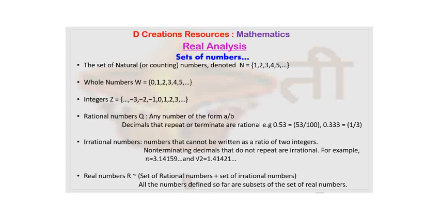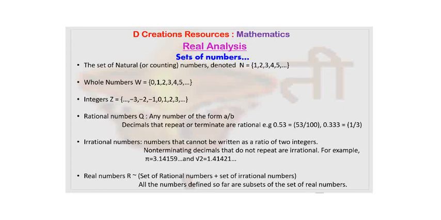Now to the set of natural numbers, if you also add 0, it becomes set of whole numbers. So set of whole numbers W is 0, 1, 2, 3, 4, 5 and so on and so forth. So set of natural numbers is the subset of set of whole numbers.